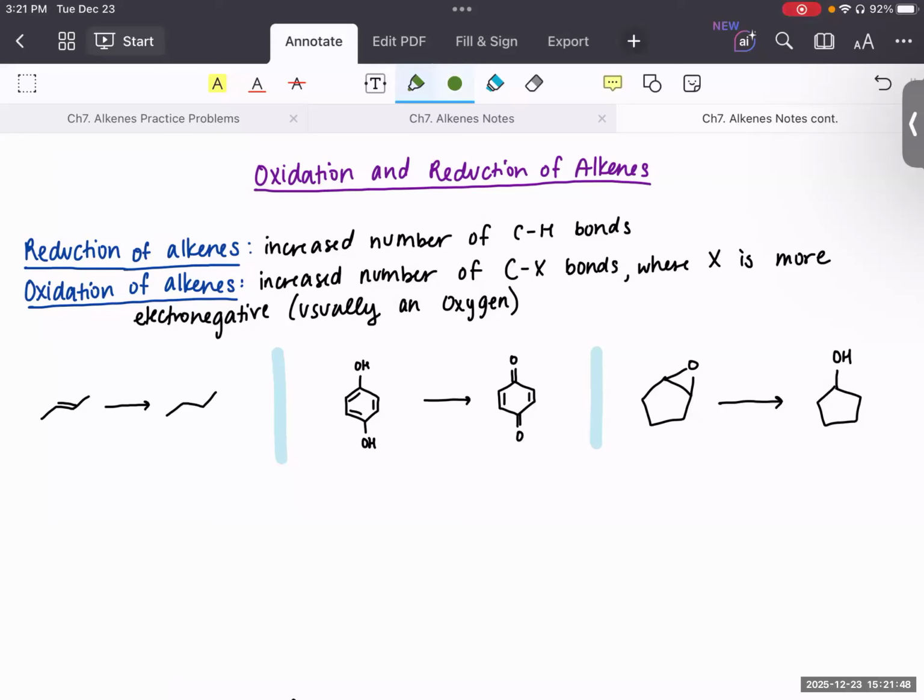Hi everyone, welcome to part 5 of the video series on alkenes. In this one, we're going to be focusing on oxidation and reduction of alkenes and talking about the different ways that we can form carbon-oxygen bonds or reduce alkenes down to alkanes.